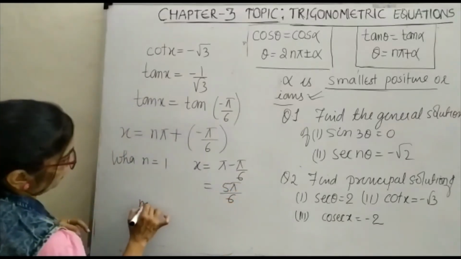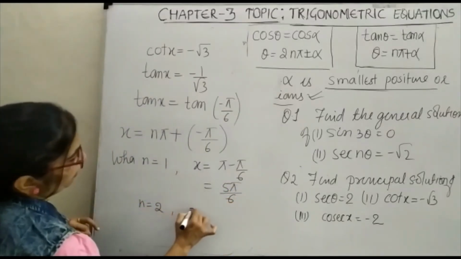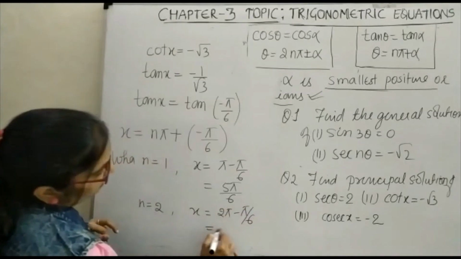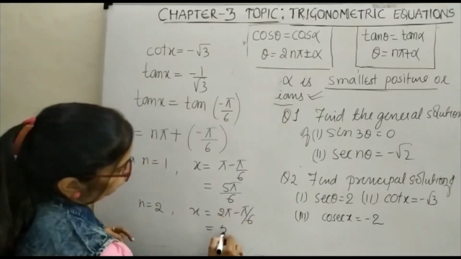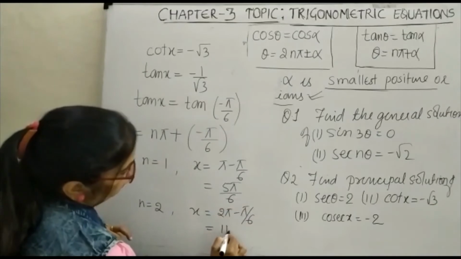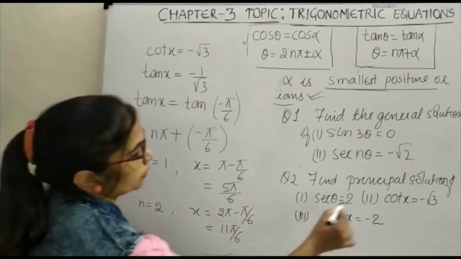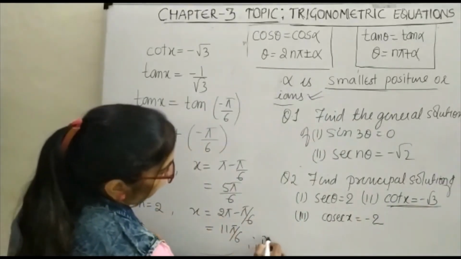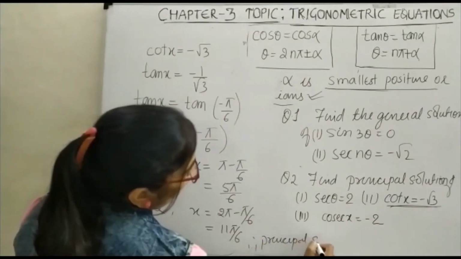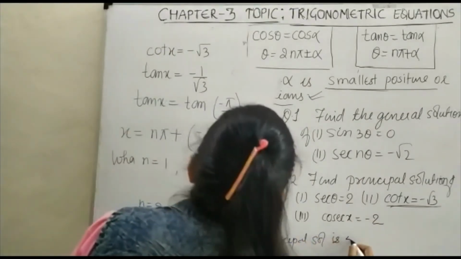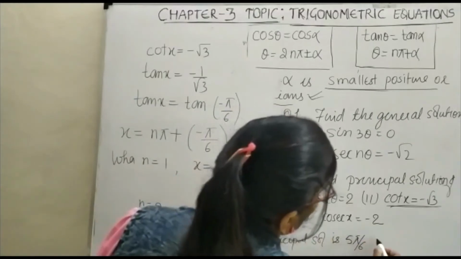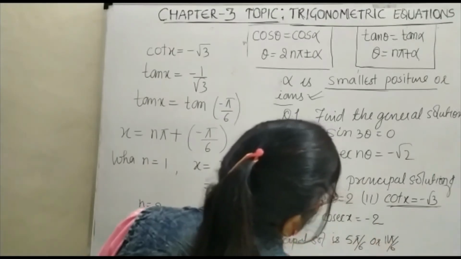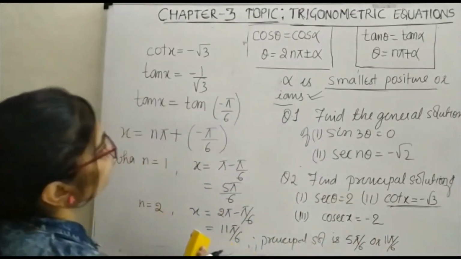And similarly, when n is equal to 2, x is equal to 2π minus π/6, and that is 12π minus π upon 6, that is 11π upon 6. तो जो हमारा principal solution है cot x के लिए वो आपका हो जाएगा, therefore principal solution is 5π upon 6 और 11π upon 6. Okay, so we will get here two values.